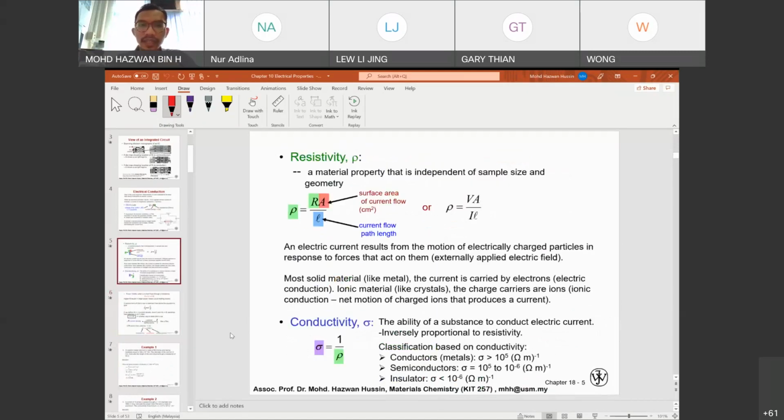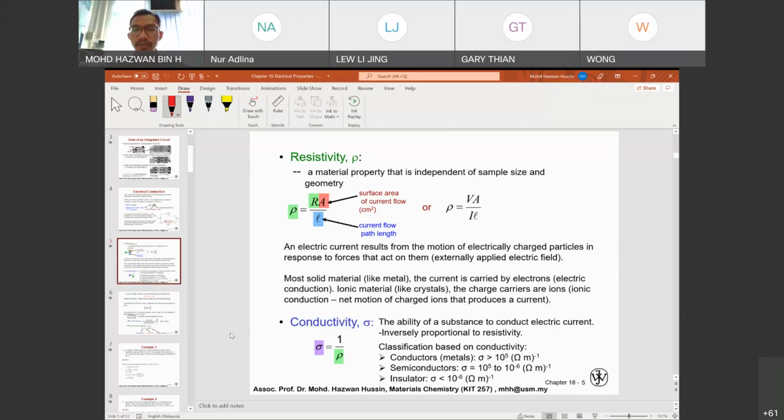So resistivity. What does it mean by resistivity? Rintangan. A material property that is independent of sample size and geometry. Intrinsic resistivity rho is equal to resistance multiplied by area over the length. Okay? And electric current results from the motion of electrically charged particles in response to forces that act on them. In most solid materials like metal, the current is carried by electrons. In ionic materials like crystals, the charge carriers are ions. And the net motion of charged ions produces the current.